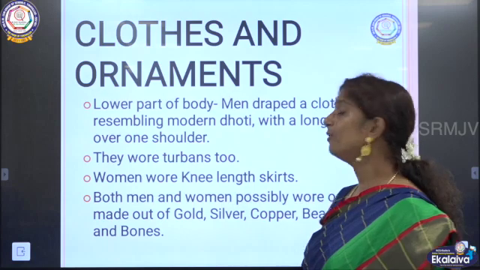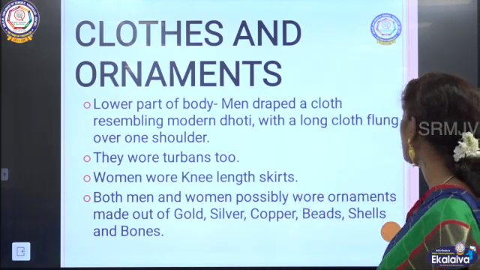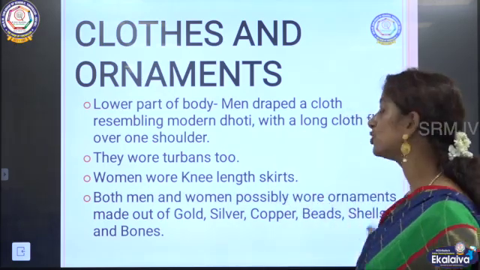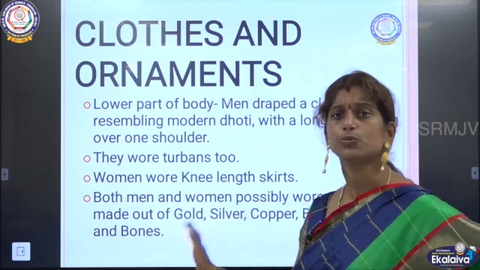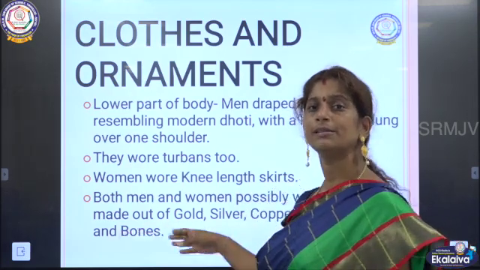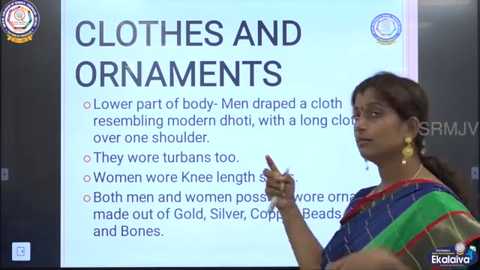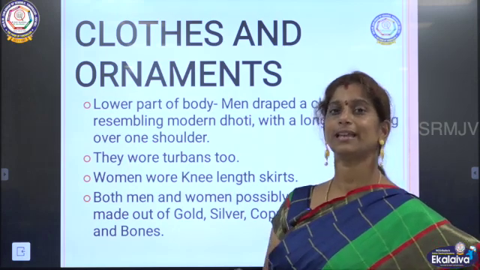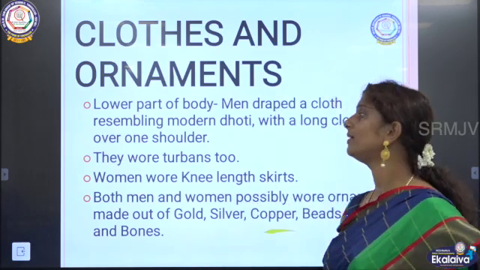And then women wore knee-length skirts, and both men and women possibly wore ornaments which were made of gold, silver, copper, beads, shells and bones. So, shells and bones were even used. Now, what happened? New metals have come up. Gold, silver, copper, all these metals have come up, right. So, women's clothing was the knee-length skirt. Men were wearing dhoti-like clothing flung over the shoulder. So, this is how the clothing pattern changed.